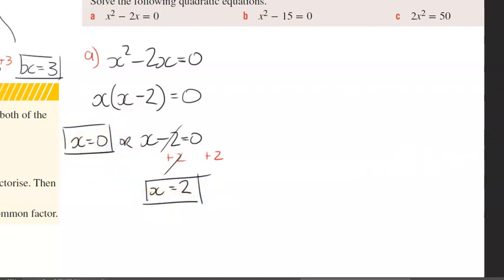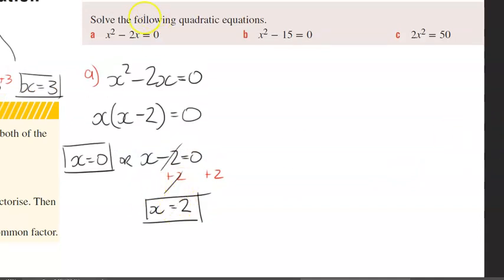So let's double check this. When you plug these numbers back into the original equation, 2 squared is equal to 4, and minus 2 times 2, which is 4. 4 minus 4 is equal to 0. That works. And x equals 0: 0 squared minus 0, because 2 times 0 is 0. 0 minus 0 is 0. So this solution works here. So we've got more than one solution. In this case, we've got 2.